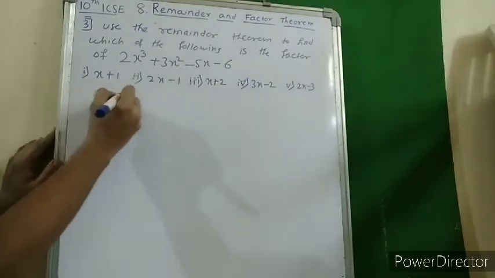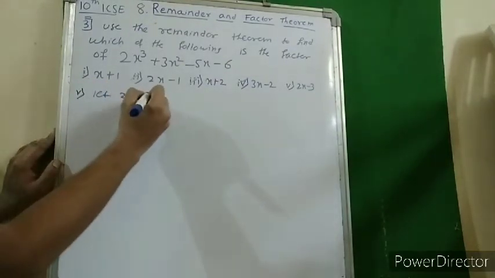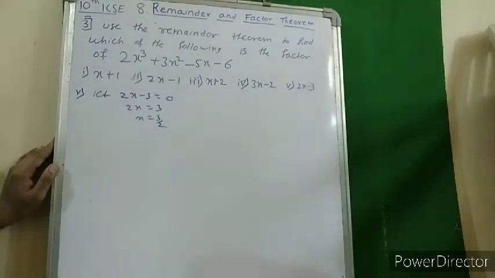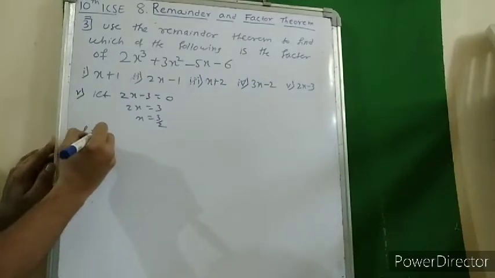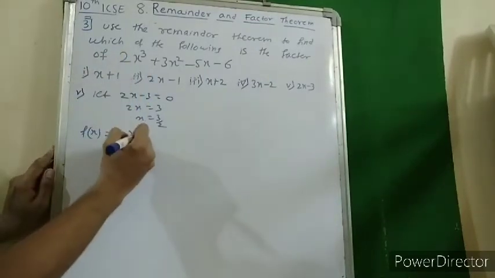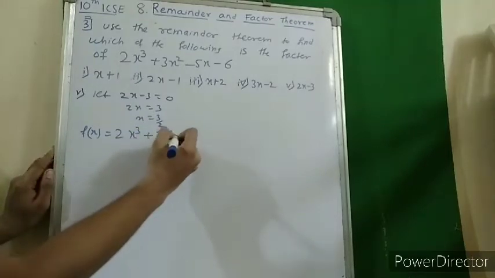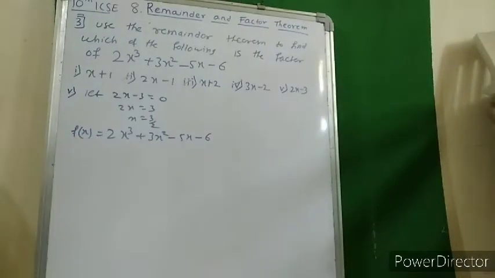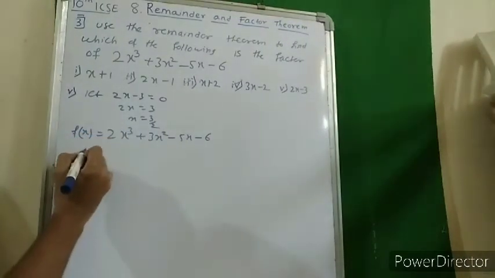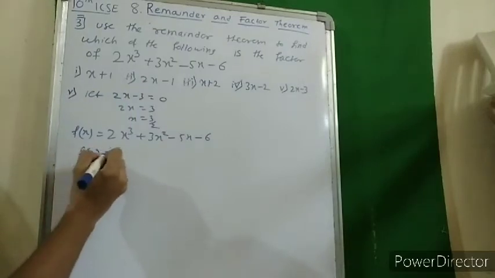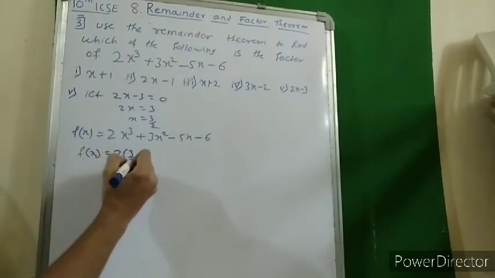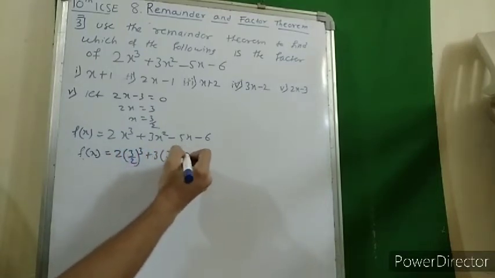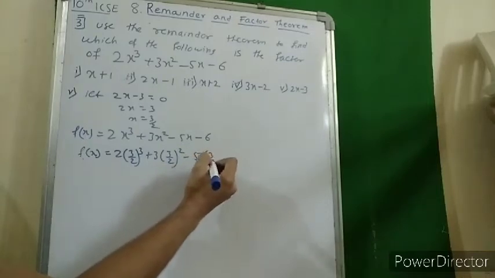So let 2x minus 3 be equal to 0. So 2x is equal to 3. x is equal to 3 upon 2. So in place of x, what is the polynomial of x, by the way? It is 2x cubed plus 3x squared minus 5x minus 6. So in place of x, it is 3 upon 2. Therefore we will substitute the value of x, that is 2 into 3 upon 2 cubed plus 3 into 3 upon 2 squared, minus 5 into 3 upon 2, minus 6.